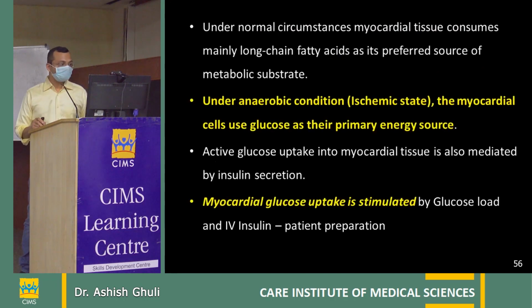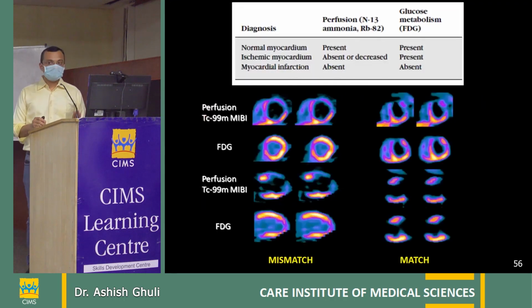So under normal circumstances, myocardial cells use long-chain fatty acids as the preferred source of metabolic substrate. But in anaerobic condition, that is the ischemic state, the myocardial cells use glucose as the primary source of energy. Active glucose uptake into the myocardial tissue is also mediated by insulin secretion. And in our study, the myocardial glucose uptake is stimulated by glucose load and use of IV insulin. So this is a very important part of the patient preparation. So whenever you do a cardiac viability scan, we always do a perfusion scan.